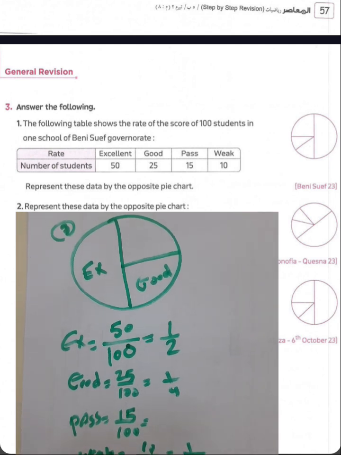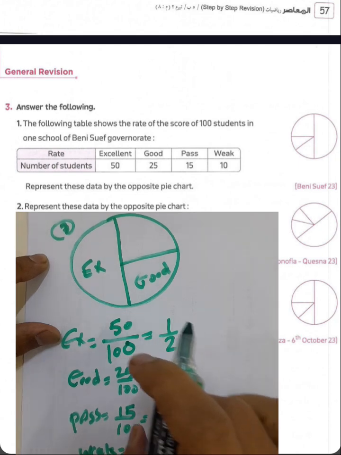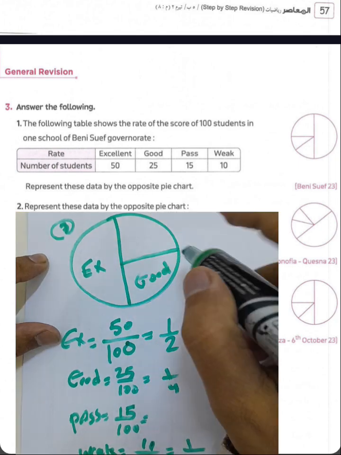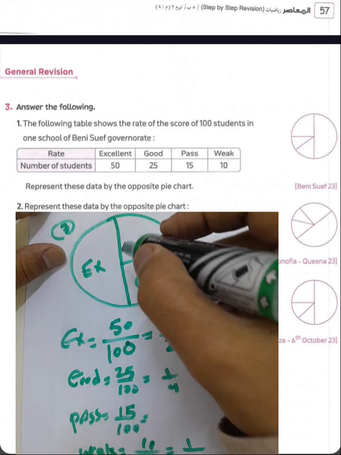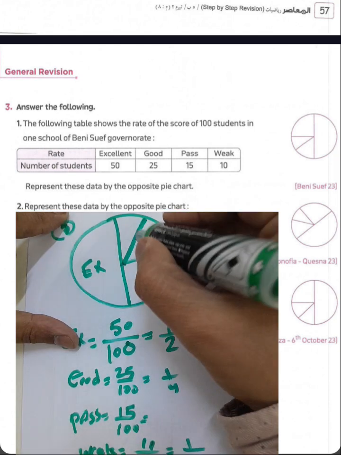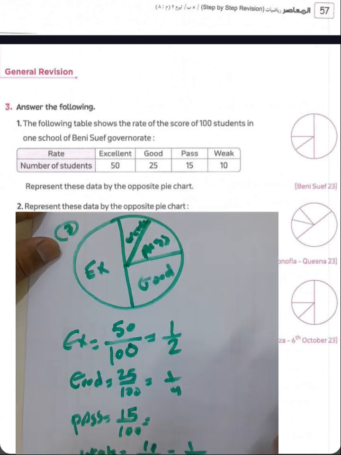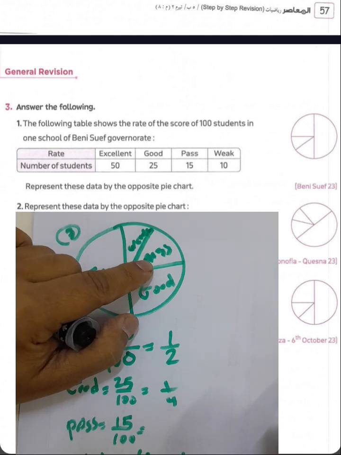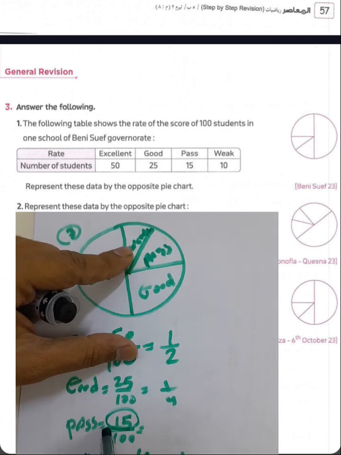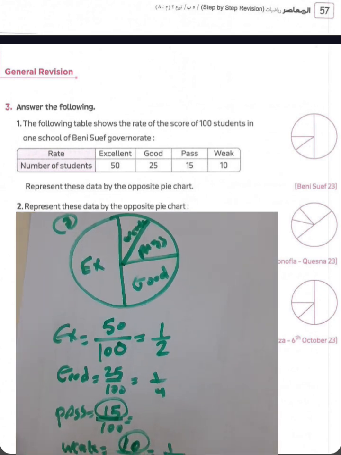Okay, you can write 1 over 10 here, and we have numbers here, 15 and 10, which make 25, and 15 is greater than 10. Then you can draw here 15, it means pass, and weak here. This part is greater than this part, because the number of students who passed was 15 and the number of students who were weak was 10. Okay, understood?